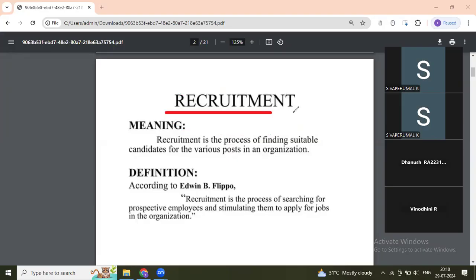First we will see the meaning of recruitment. Recruitment is the process of finding a suitable candidate for the various posts in an organization, right? The company should know which job is suitable. In the organization a lot of posts will be available. Post means a job. The company should know how many jobs there are, which means how many posts, and what type of people will be needed. This is called recruitment.